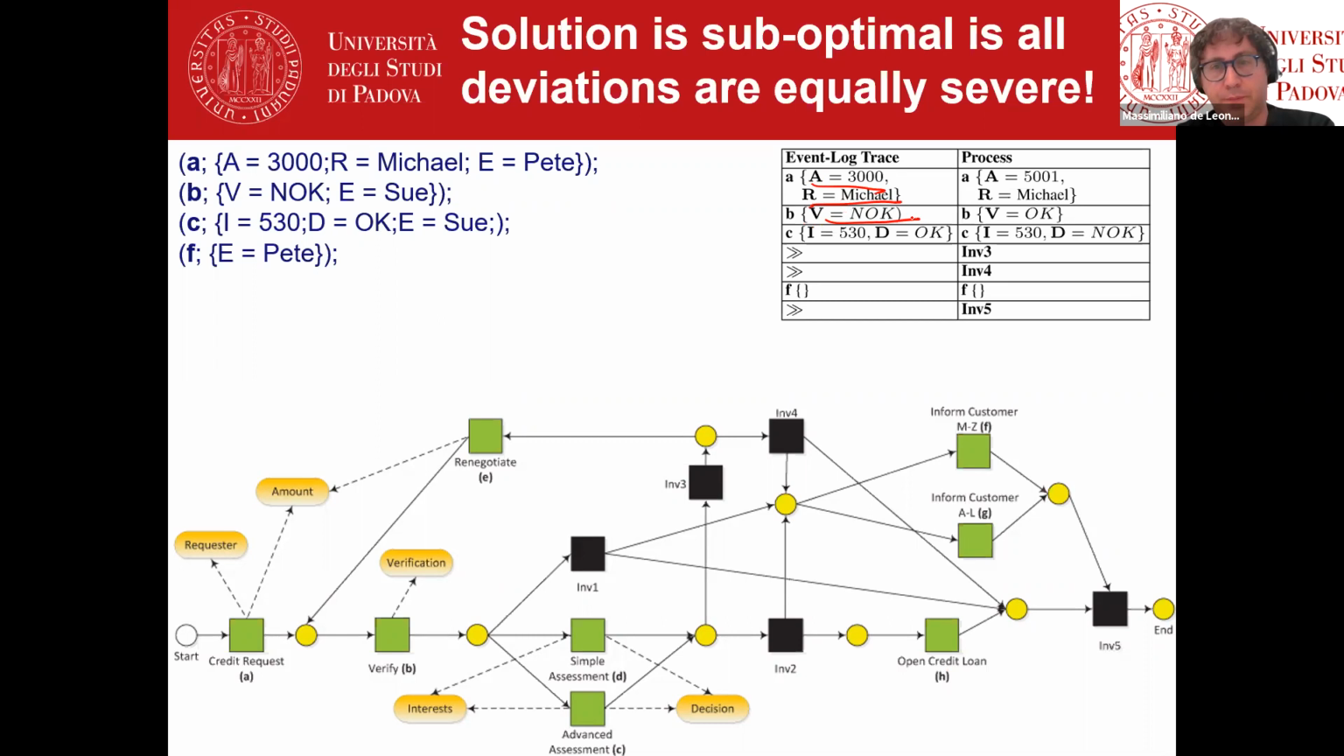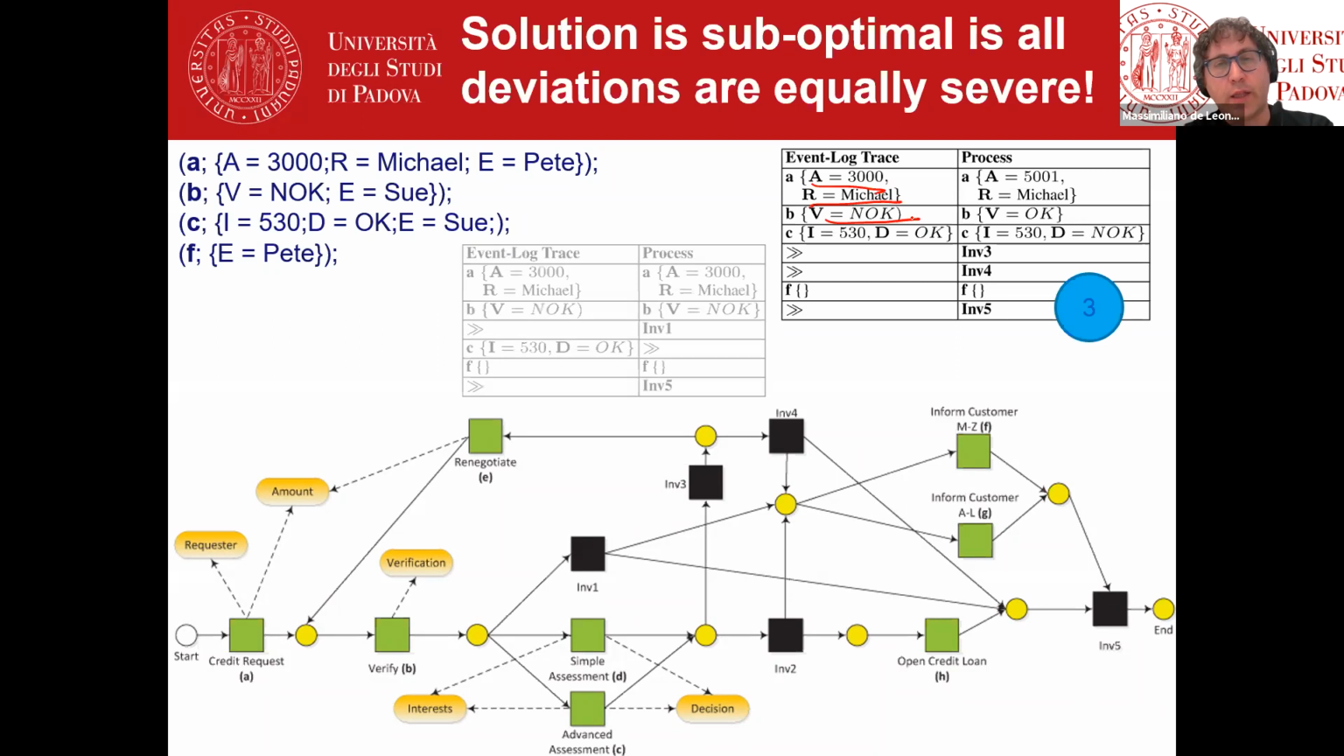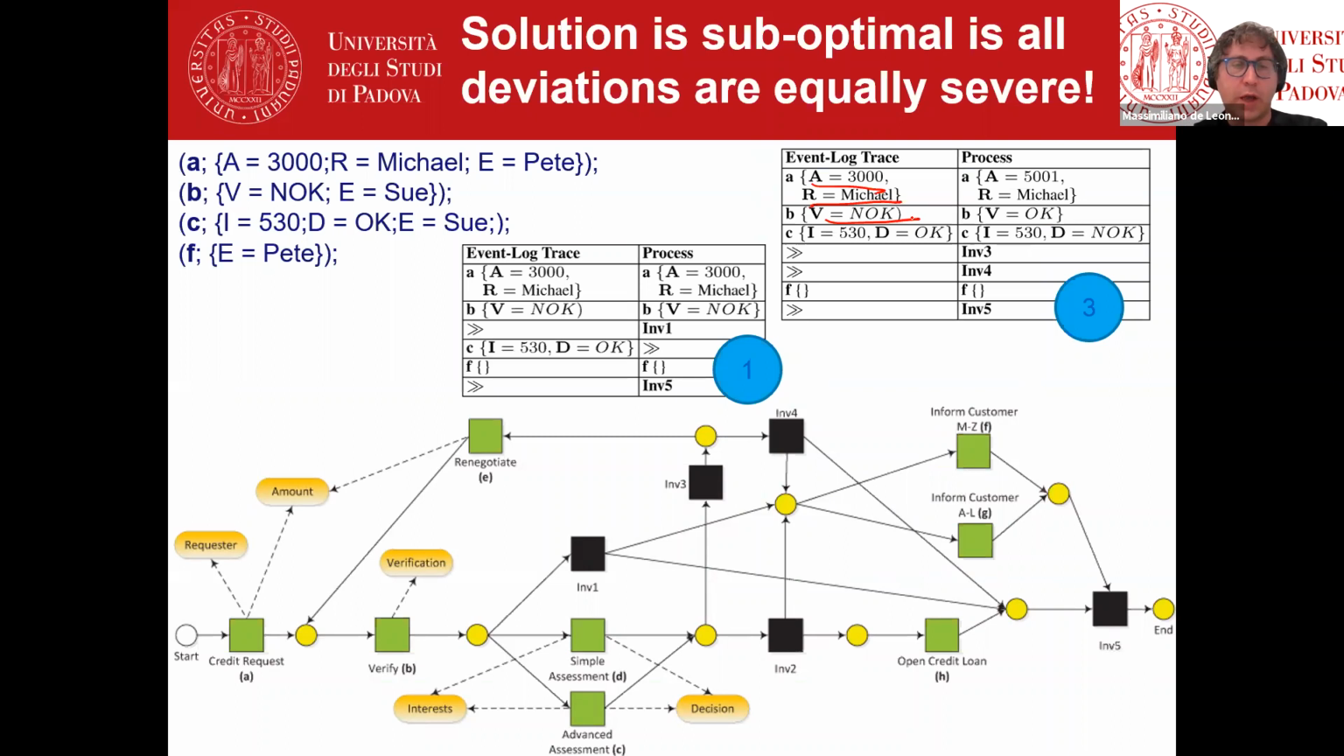But the fact that I impose to do control flow alignment before the data alignment, and I don't do them at the same time, causes the cost to be higher than the actual optimal cost. Because I impose the control flow alignment to be built in advance. So the message is that that was my first work. I presented it at BPM 2013, and that work had the issue that the solutions were sometimes suboptimal.